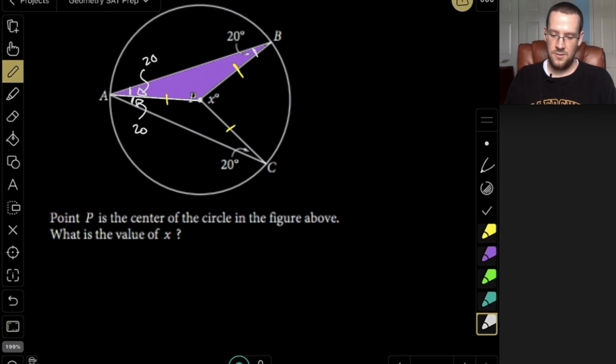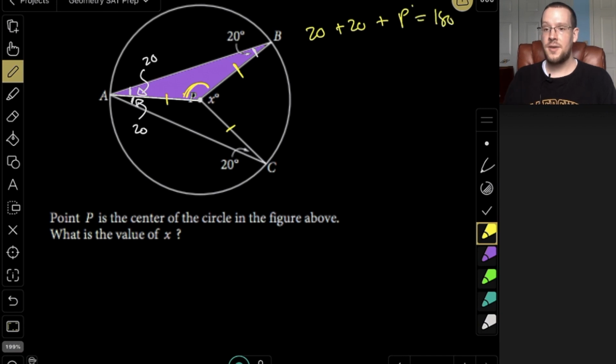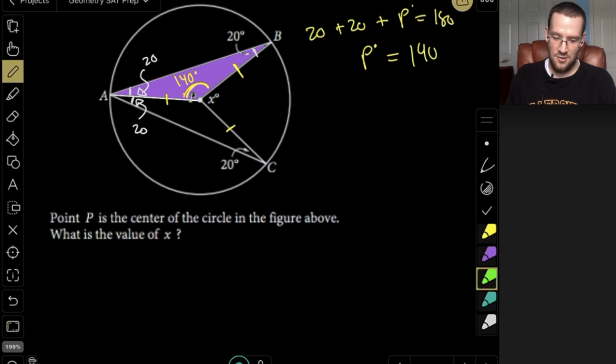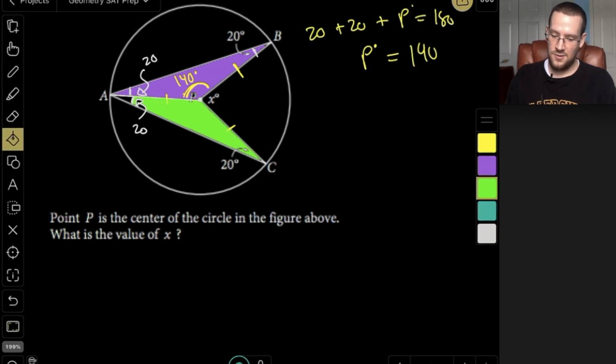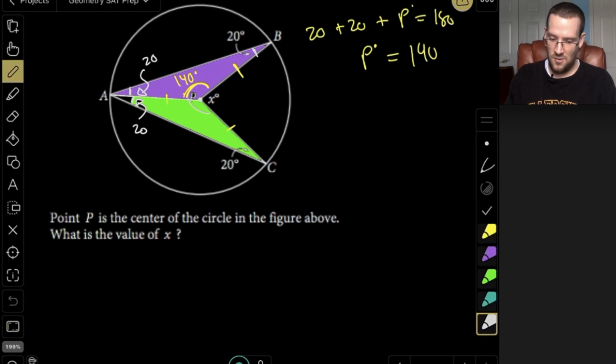And what can I do here? Well, I can find the measure of this angle here in yellow. And the whole thing has to add up to 180. So I know that this big angle P in yellow will be 180 minus 40. So this is going to be 140. That means that this is the same triangle here. In green is literally the same triangle. And so that means that this measure is also 140. And that just leaves me with the measure of x.